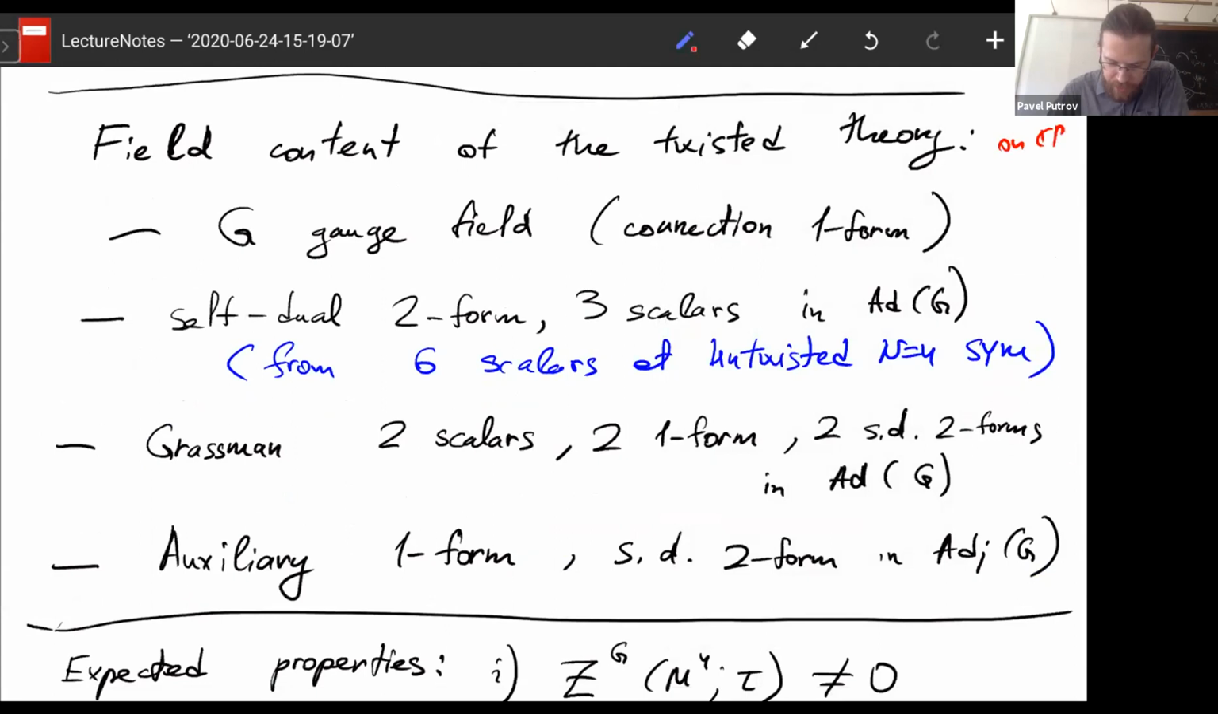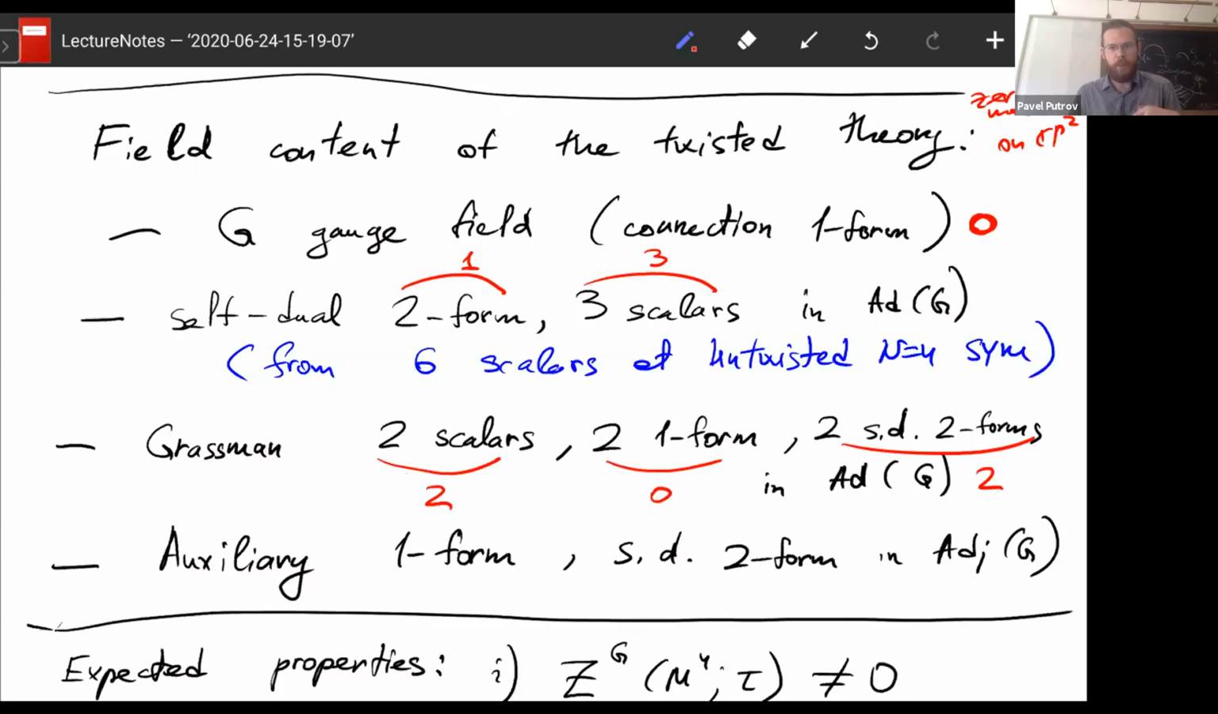On CP2, you want to count zero modes. There is no flat connection, so there will be no zero modes from gauge fields. There is one self-dual 2-form on CP2 since b2 plus equals 1, giving one zero mode from the self-dual 2-form, and of course three zero modes from 3 scalars, and 2 Grassmann zero modes. Again, no zero modes from 1-forms, and there will be 2 zero modes, one from each self-dual 2-form. Again, there is no auxiliary zero mode from 1-forms, and 1 auxiliary zero mode from the self-dual 2-form.